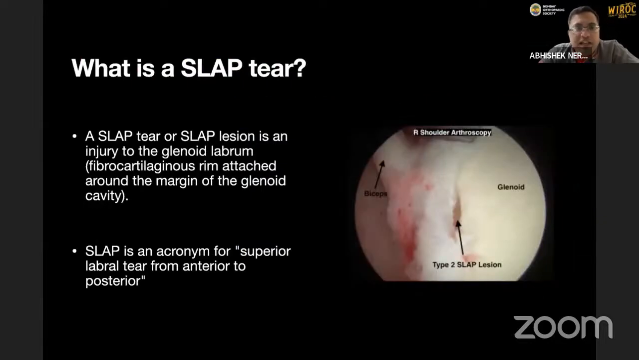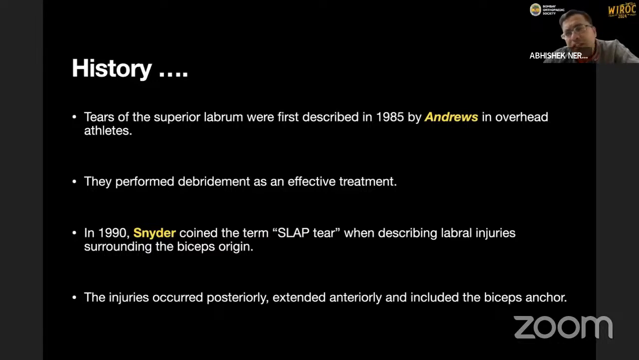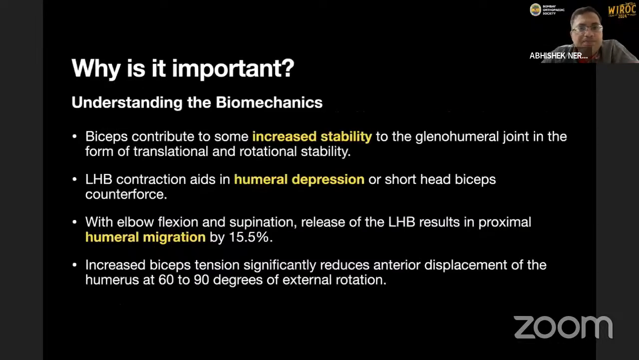So let me start with what is SLAP. Basically, SLAP lesion is an acronym for superior labral tear. So it's the labrum and the biceps complex that is sheared off from the superior glenoid. It's a fibrocartilaginous rim attached around the margin of the glenoid, which is peeled off, leading to the SLAP lesion. This was first described way back in 1985, primarily seen in overhead athletes. And in 1990, this term was coined by Snyder, who also gave the initial classification, which we have been using for over a couple of decades.